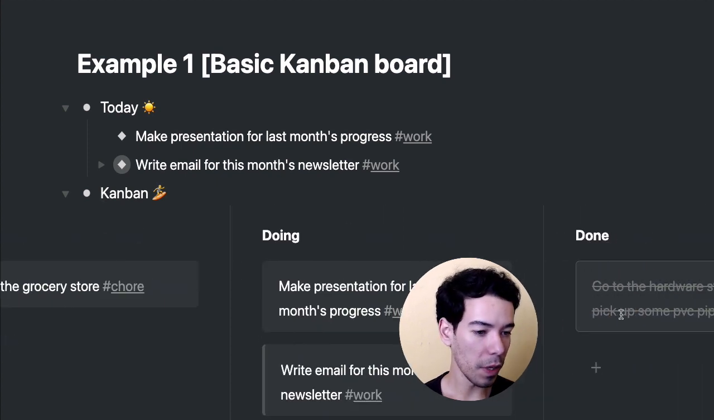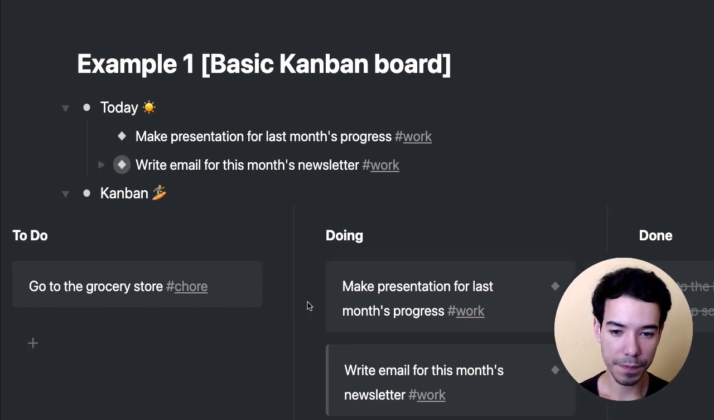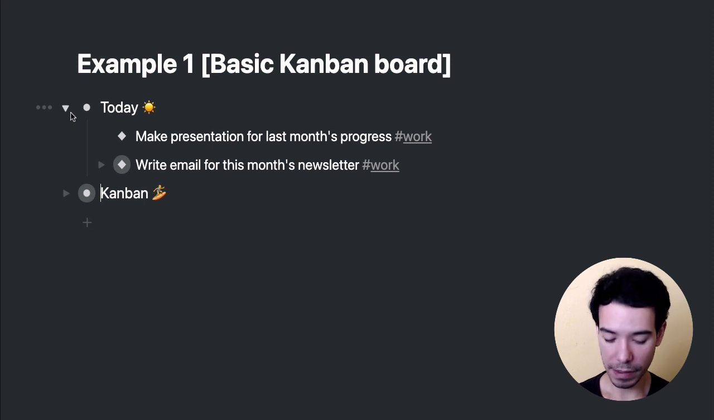If we go here, we can see that in the done column, that item that was a mirror that we deleted is still right here, and now it's gone back to being a regular bullet. All right, so let's move on to the second example.